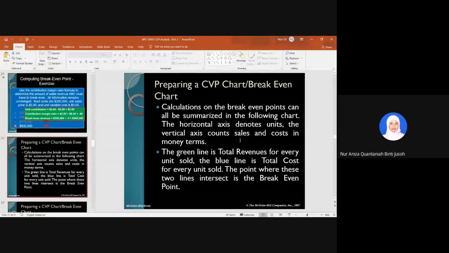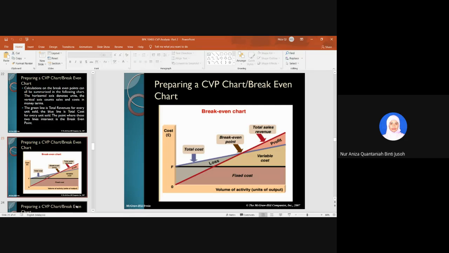So the horizontal axis will denote units and the vertical axis will count sales and cost in money terms. The green line is total revenue for every unit sold and the blue line is total cost for every unit sold. The point where these two lines intersect is the break-even point. So this is the CVP chart.